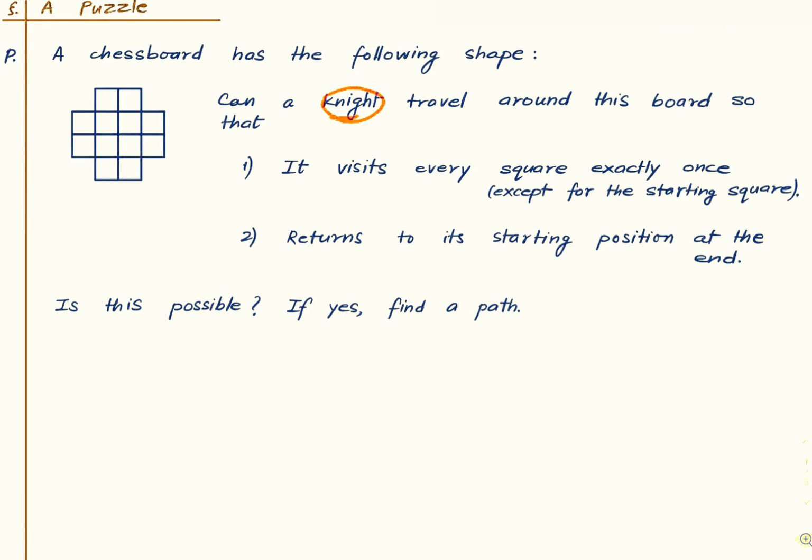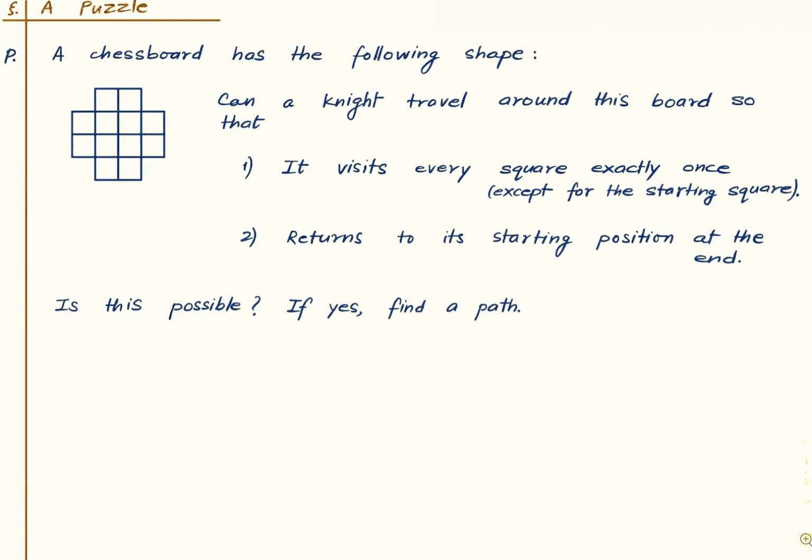So if you do not know how knights move in chess, knights also look like horses, you can do a quick Google. Basically, they move in a kind of L shape. So if the knight is here, it can go 2 steps to the right and 1 step up, or 1 step up, 2 steps to the right, 2 steps to the right, 1 step down, etc.